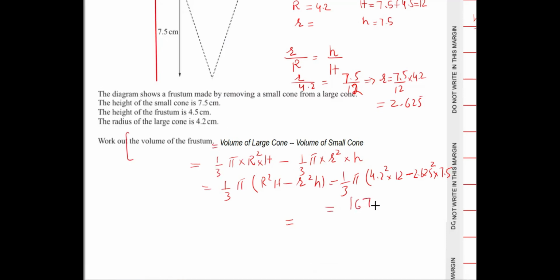We write 160.557 cubic centimeter and 3 as a value. This will be equal to 168 cubic centimeter. This is the answer.